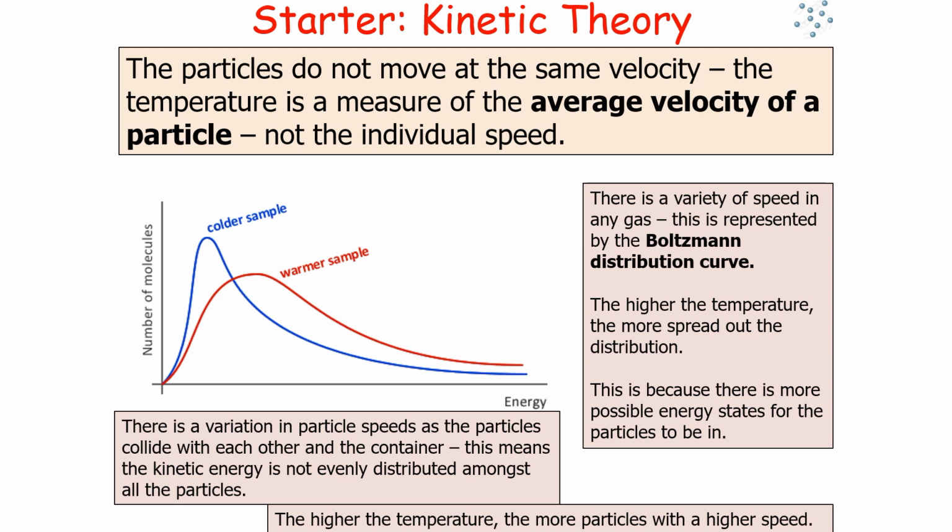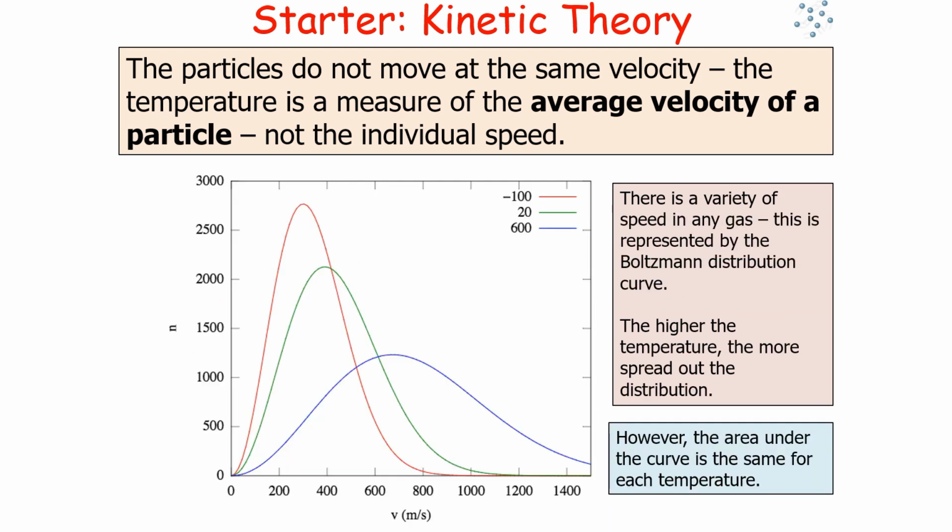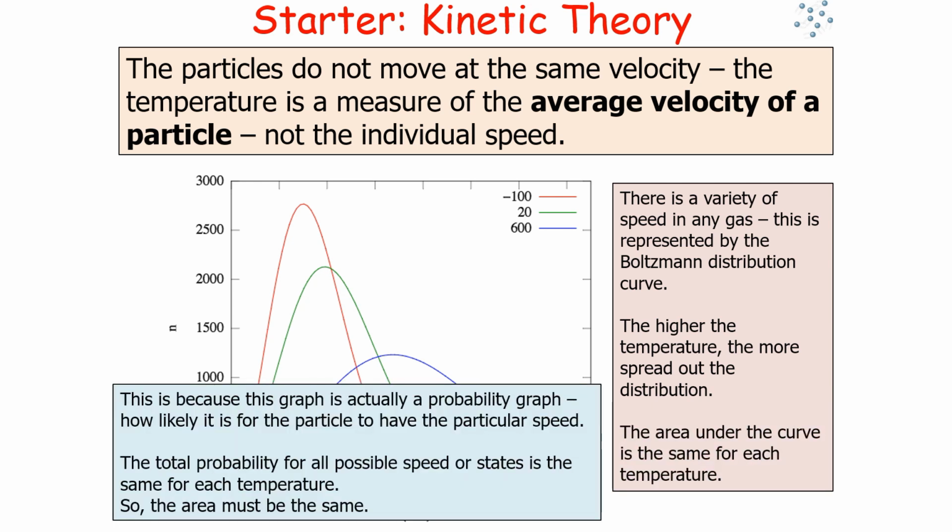But you've also got to remember that the area under the curve is going to be the same for each temperature. So whilst the higher the temperature, the more spread out the distribution and the greater the number of particles at higher speeds, the total area will be the same regardless of the temperature for a gas. This is because the total probability for all possible speeds and states is the same for each temperature, so the area must be the same.